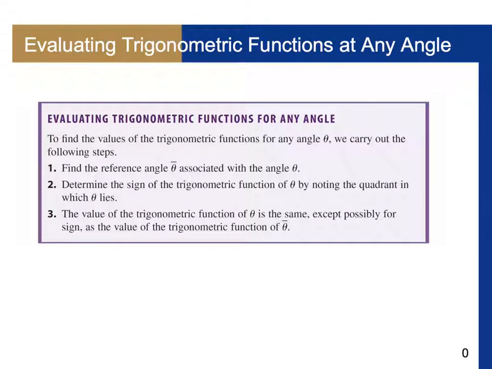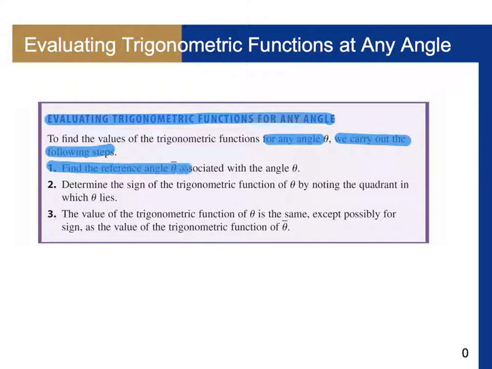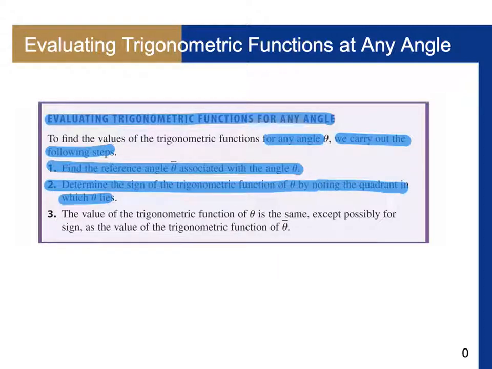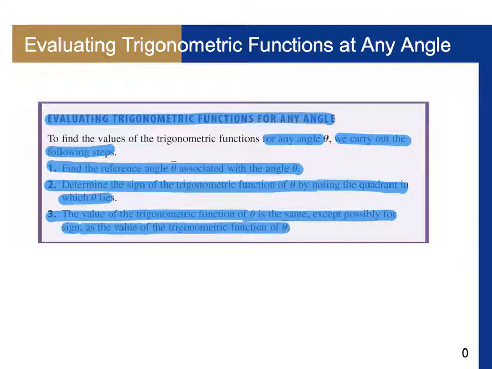Okay, so here are the formal steps for evaluating trig functions for any angle theta. First, find the reference angle theta bar associated with angle theta. Second, determine the sign of the trig functions of theta by noting the quadrant in which theta lies. Then the value of the trig functions of theta is the same, except for the sign, possibly, as the values of the trig functions of theta bar. It's the same thing we did with t and t bar in chapter 5, except now we're using theta and theta bar. So we already get the idea here.